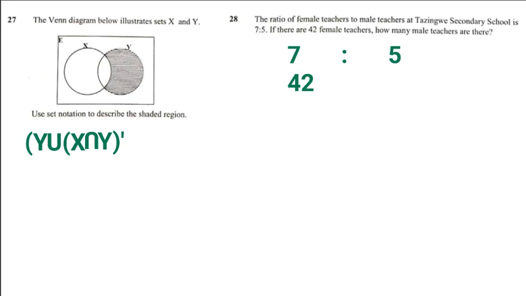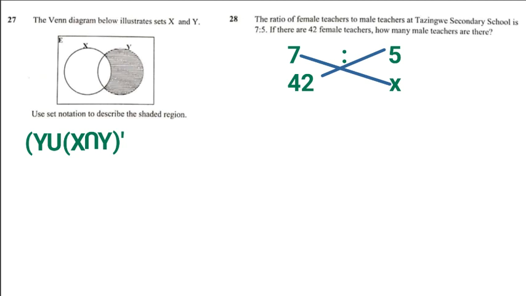So we're going to say the ratio of 5 for the male teachers is equal to X. Now what we're going to do here is cross multiplication. That means 42 will be multiplied by 5 and 7 will be multiplied by X, like this. So that is the cross multiplication we're going to have.